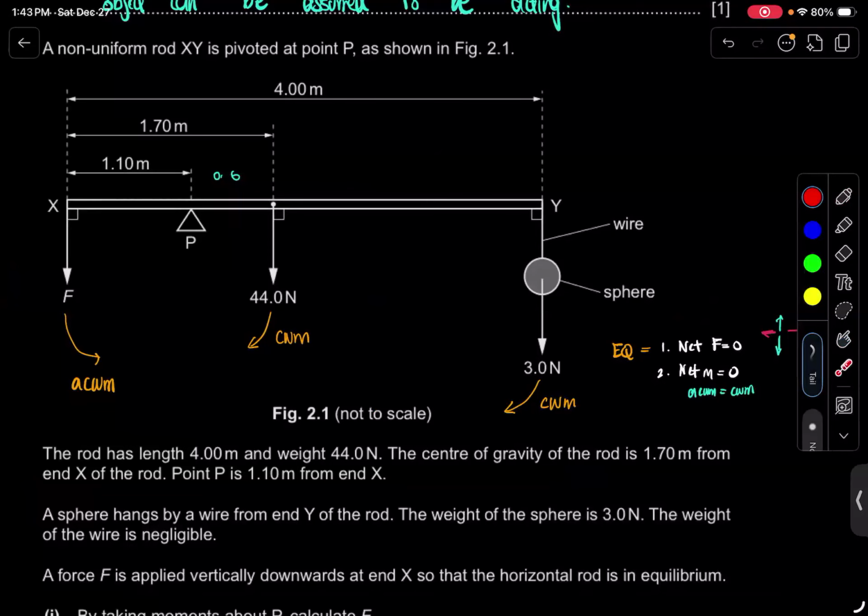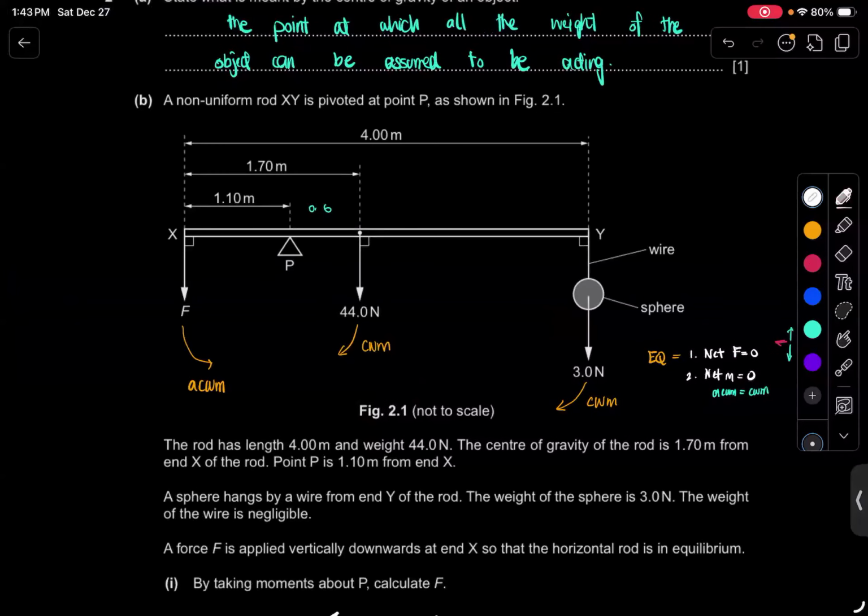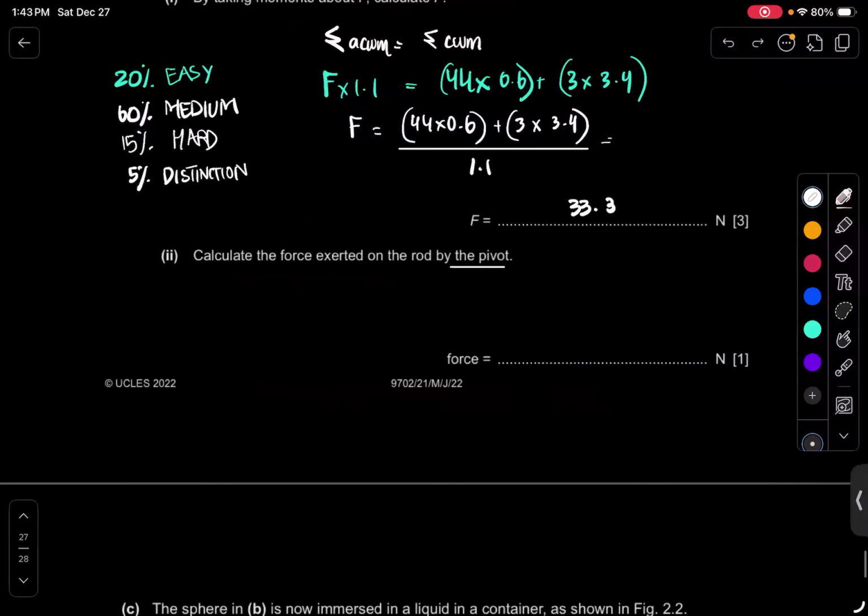So what are all of the downward forces on the rod? F, 44 and 33, right? So that means the pivot is going to provide an equal and opposite force in the other direction, to make sure that the rod stays here, because if there is too much force downwards, then the pivot is not going to hold the bar. The bar is probably going to fall down. It's too heavy. It's going to break the pivot.